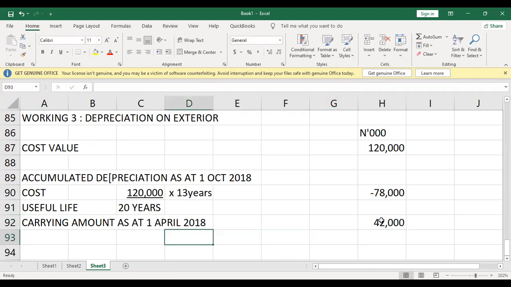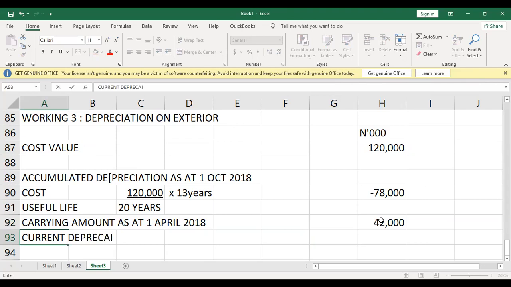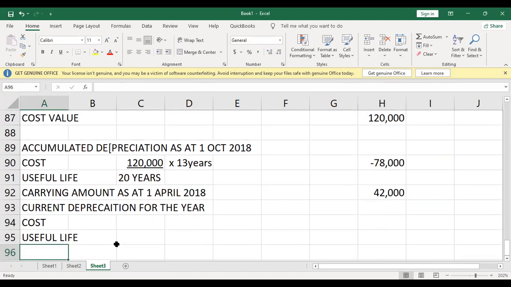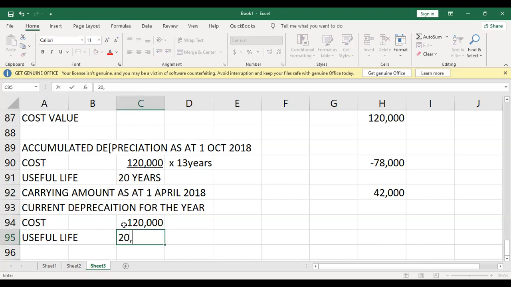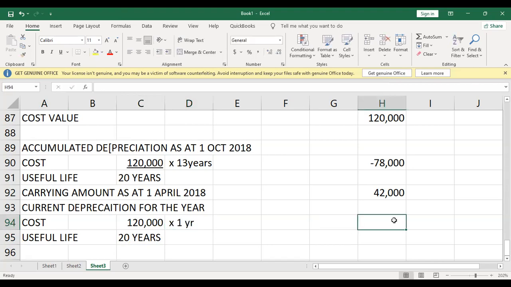So we'll now find the current depreciation for the year. The cost over the useful life, but it's only going to be for 1 year now, divided by 20 years. For 1 year, how much is that? 6,000.